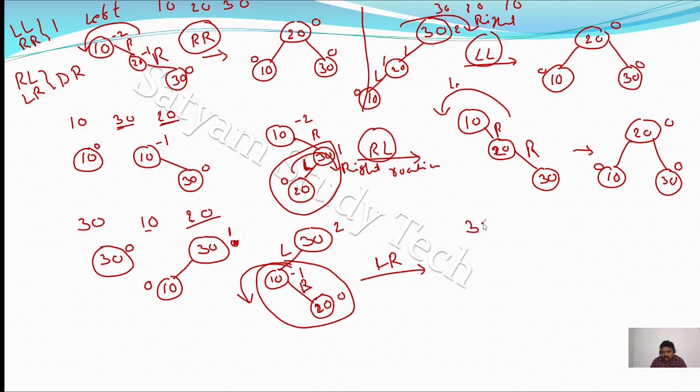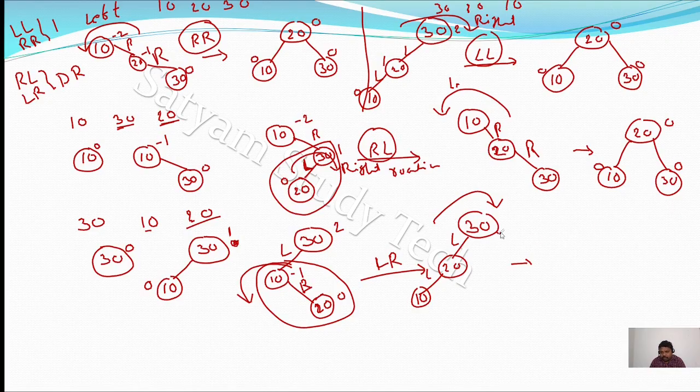After performing left rotation, pull down in the left direction, and 20 becomes here, and 10 is there. Okay, now we can see it is left left. Again, in this left left we have to perform right rotation, right? Still it is not balanced. You can see the balance factor of 10 is 0, the balance factor of 20 is 1, the balance factor of 30 is 2, so we have to perform right rotation.